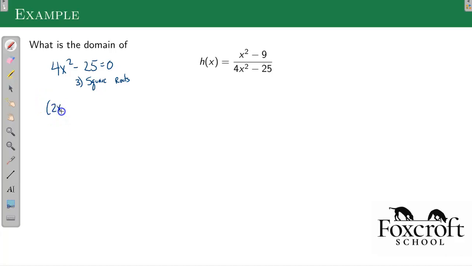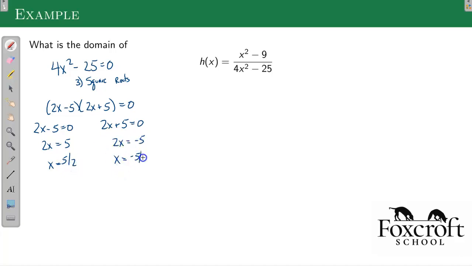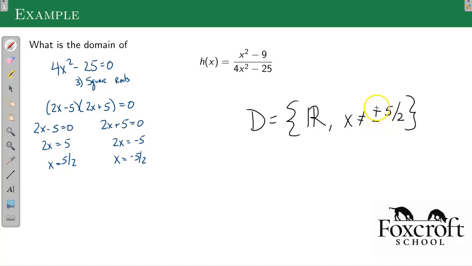It's a difference of squares. 2x minus 5 times 2x plus 5. Break it up into two separate pieces. Add 5. Divide by 2. Subtract 5. Divide by 2. And again, don't forget to complete the problem. The domain is every real number, but x can't be positive or negative 5/2. All right, and again, there's no problem listing these out as two separate ones, but I know all the tricks to write the least amount as possible.